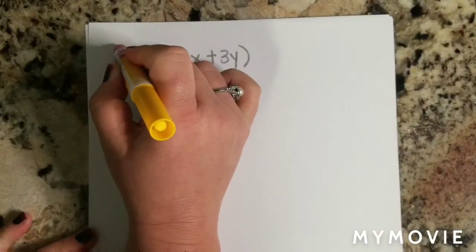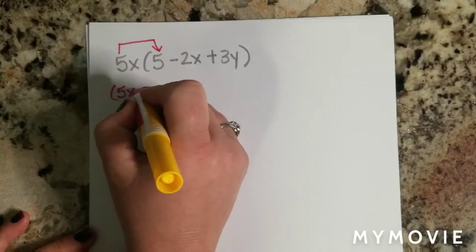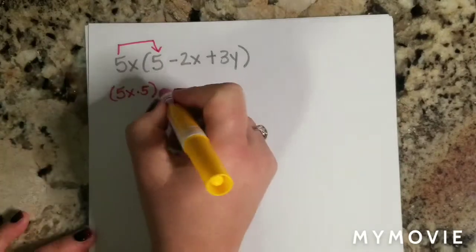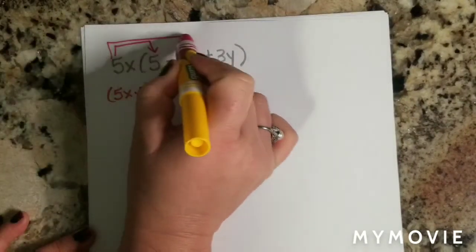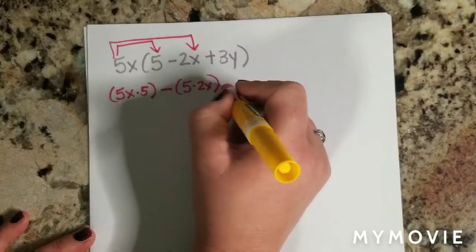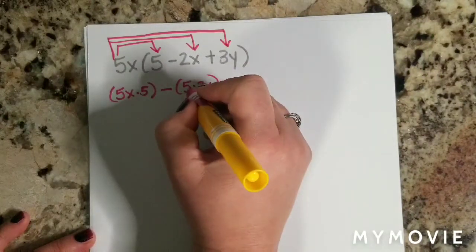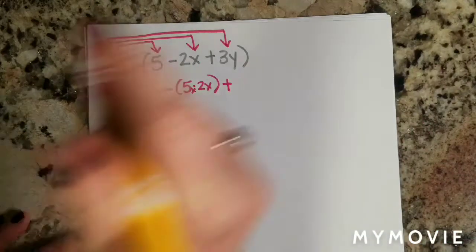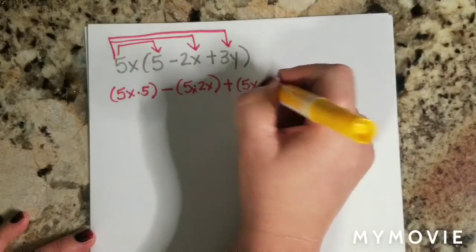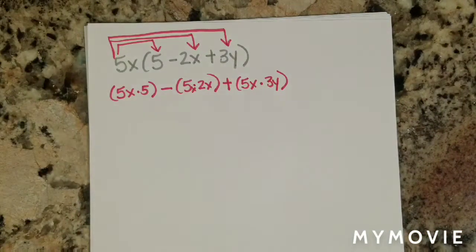So we would get 5x times 5. So that would look like this. 5x times 5. Bring down your minus sign. 5x times 2x. Bring down your plus sign. And 5x times 3y. I'm sorry, I wasn't paying attention. See, it's easy to forget that x. Don't forget it. Now, what would this become?